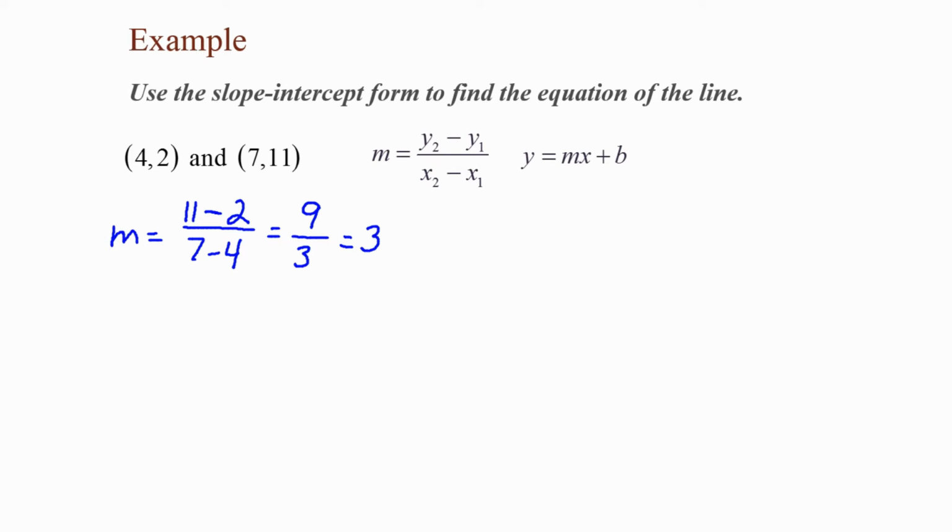Now I can use either (4, 2) or (7, 11) and my slope of 3 to find the y-intercept b. Use (4, 2). Using the formula y equals mx plus b, y is 2, and that equals my slope, which is 3, times the x-coordinate, which is 4, plus b. So 2 equals 3 times 4, which is 12, plus b. Subtract 12 from both sides, and -10 equals b. So the equation of my line is y equals 3x minus 10.